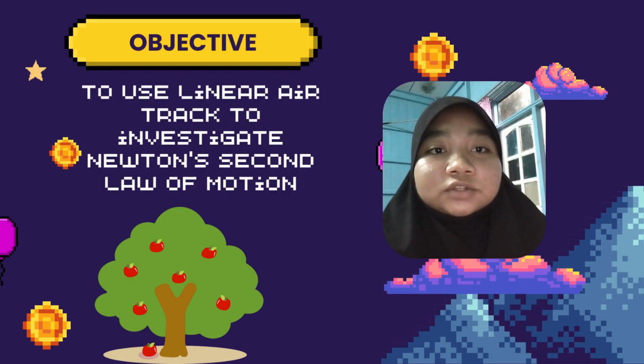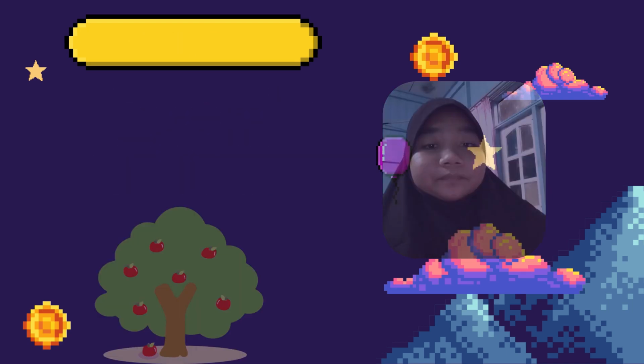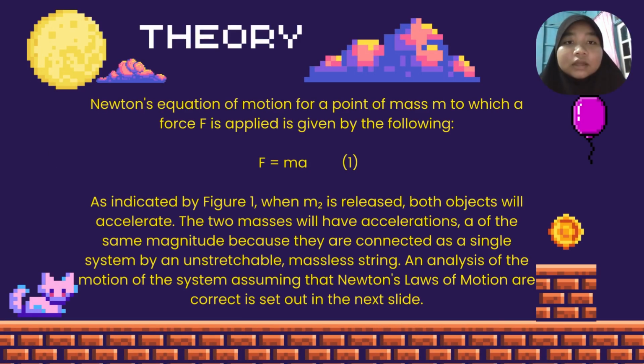The objective of the experiment is to use a linear air track to investigate Newton's second law of motion. The theory of the experiment is that Newton's equation of motion for a point of mass m to which a force F is applied is given by F equals ma.